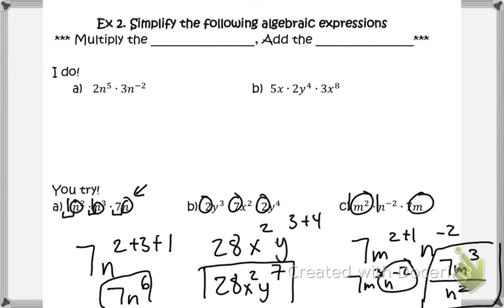Alright, out of these three, how many did you get correct? That last one was a little tough.